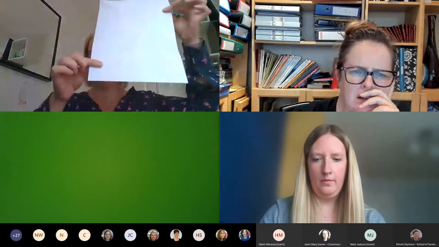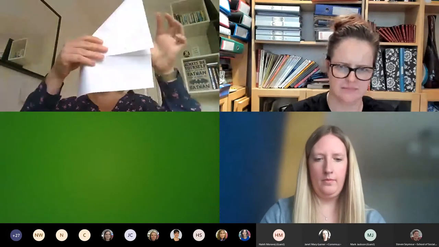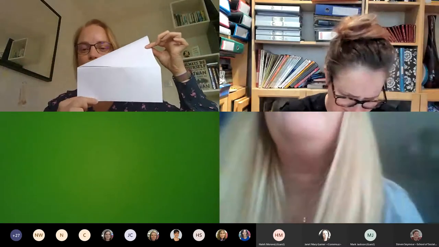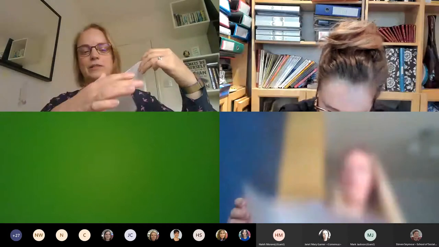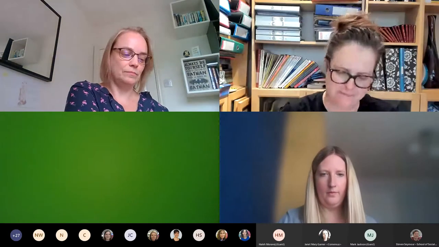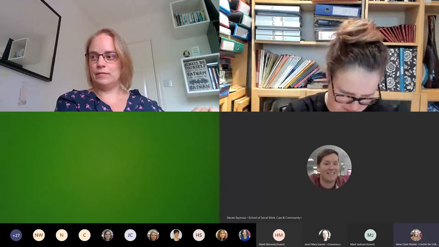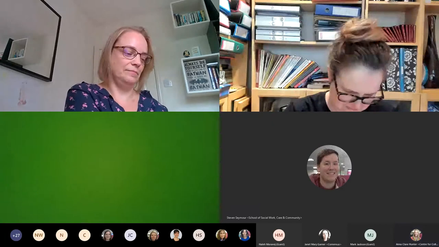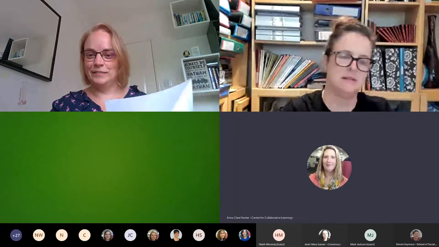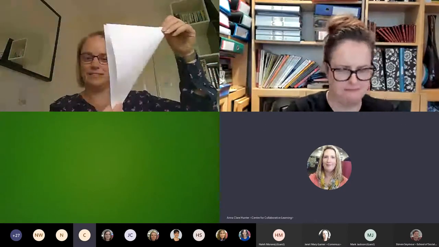So if you've got an A4 piece of paper, you need to fold it like that. And you'll have a little flappy bit at the bottom. You need to get rid of that flappy bit, either with scissors or tearing. Okay. End up with a square piece of paper like this with a fold in it.